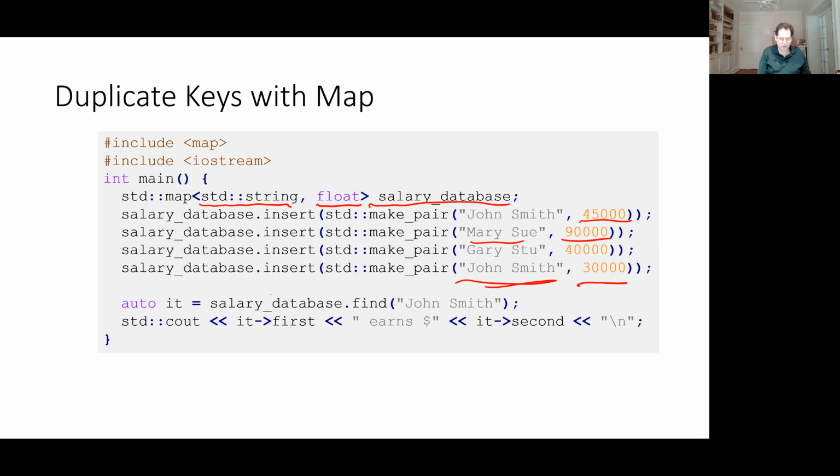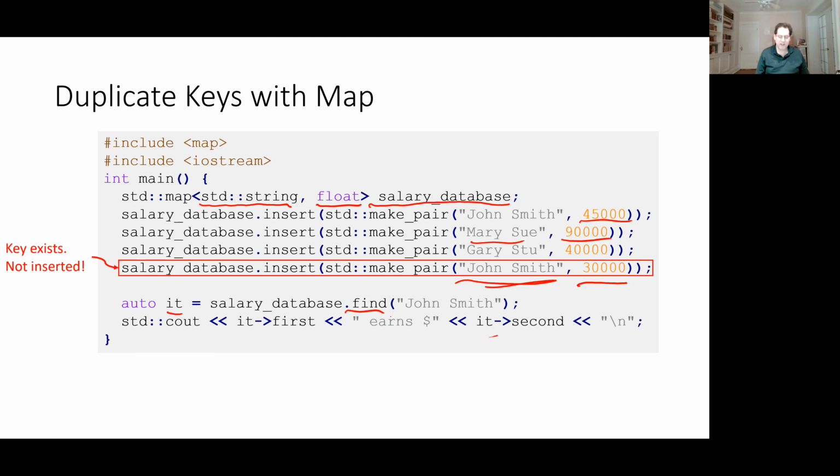So I insert all these things, and then I say I want to find the entry for John Smith. I'll get an iterator to that, and I want to print out the key and the value. The key is going to be the person's name, the value is going to be the salary. What do you think this code's going to do? What's going to get printed out here? I have 2 John Smiths. Prints out the second one? Yeah, that's a good guess. Actually it prints out the first one.